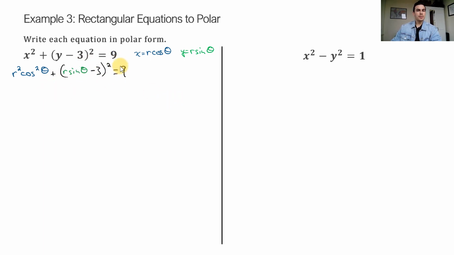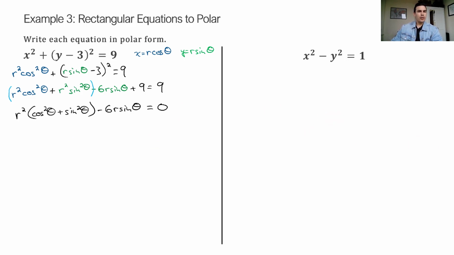Okay. Now I have some simplifying to do here, so I'll go ahead and simplify this out. I'm going to group these two right here. Okay, if I group those, then I can factor out an r squared, right? And if I factor out that r squared, hopefully you can see that my cosine squared plus sine squared simplify to 1. And I'm left with r squared is equal to 6r sine theta.